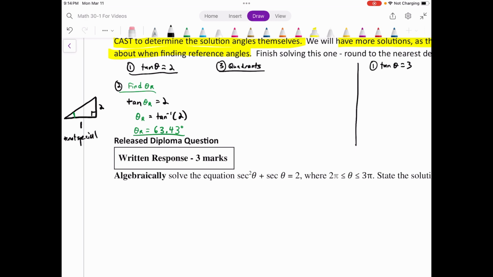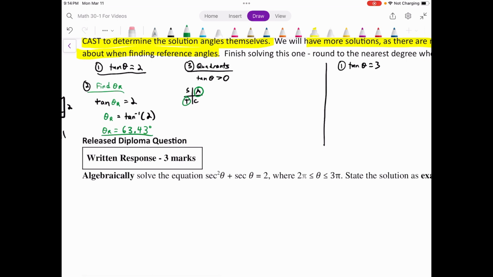Okay, so here we go. Tan theta is 2, positive 2. So tan theta is greater than 0, right? Meaning that we are in quadrant 1 or 3. Those are the 2 places where tan would be positive. And we're looking for where tan is positive 2 specifically, okay?